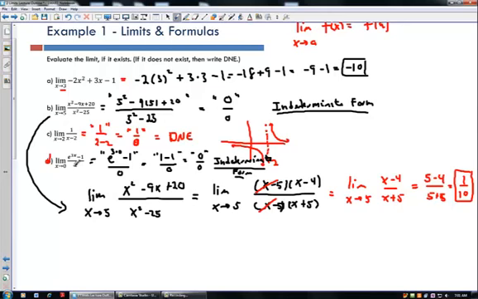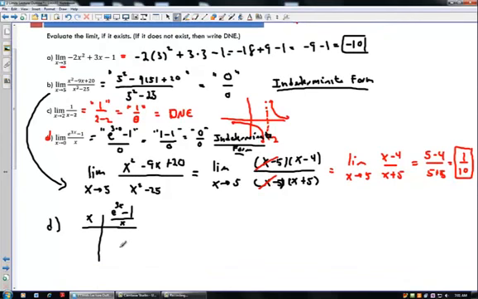So there are several things that you can do here. For us, what we're going to do is we're just going to make a table. So we're going to have our x's over here, and we'll have our outputs, e to the 3x minus 1, all divided by x. And we're just going to simply plug in numbers close to where x is approaching, so close to 0.